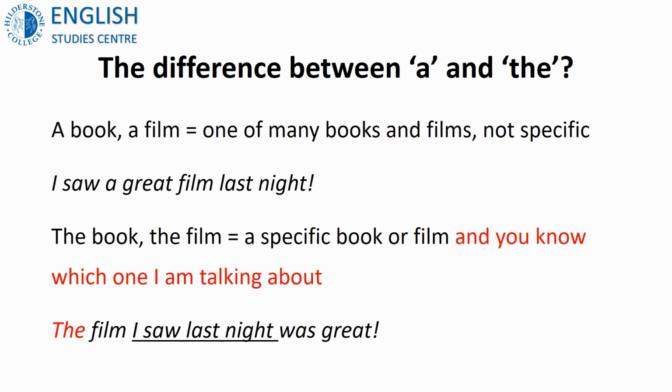Okay, so there's a difference between non-specific, one of many, just in general, and a specific thing, a book, film, whatever you're talking about.